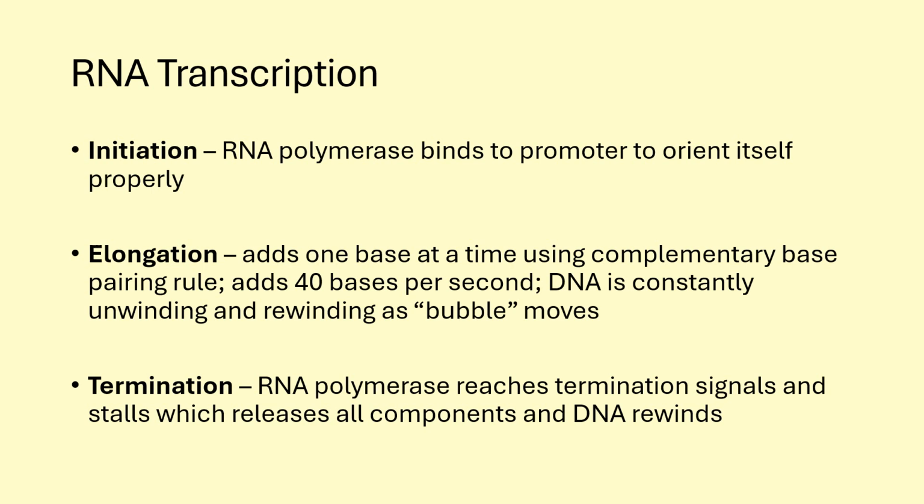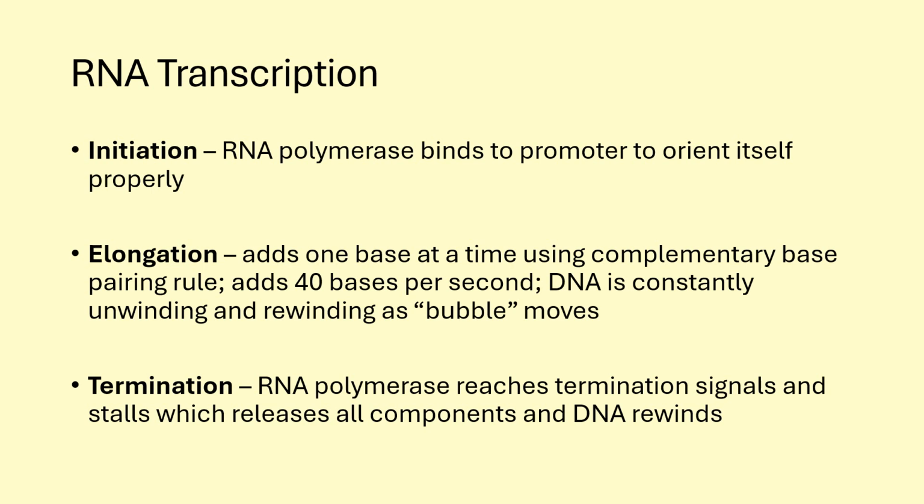Elongation is when now you are adding one base at a time. Once again, you're using that complementary base pairing rule. You have to remember, though, C and G go together. If it sees a T on the DNA strand, it's going to put an A. But remember, RNA doesn't have thymine, doesn't have T. Instead, it has uracil. So wherever it sees an A on the DNA strand, it's going to put a U for uracil. Just keep that in mind.